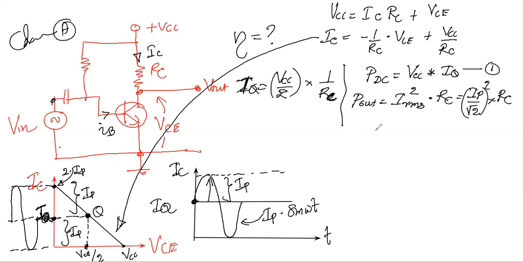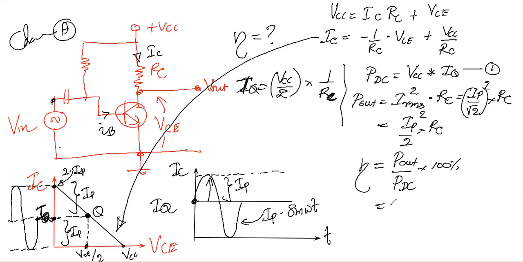Then your P out equation becomes I peak square divided by 2 into RC, right? Then just substitute for the efficiency, equal, as you know, P out divided by P DC drawn from the source into 100. And then just substitute this P out. You have the equation for P out, and if you substitute this value, you can find some value for the efficiency.